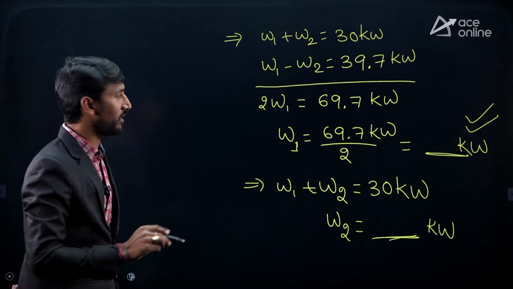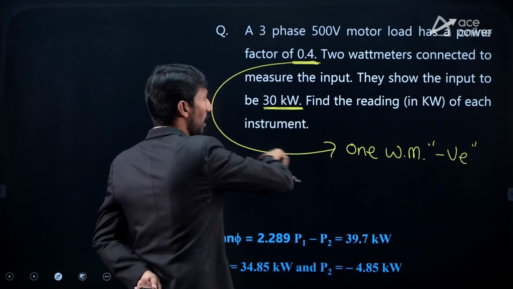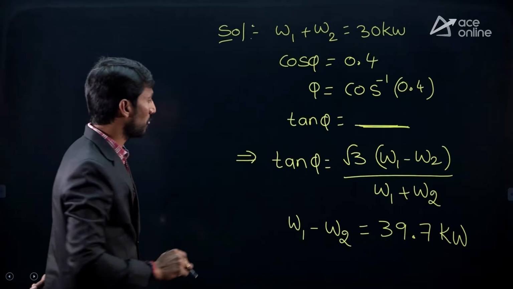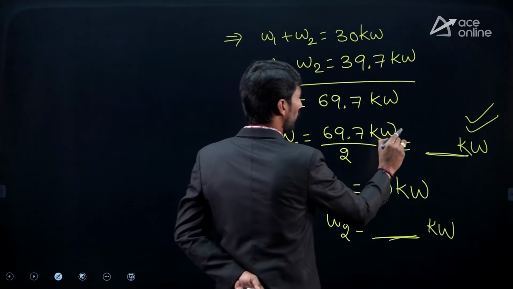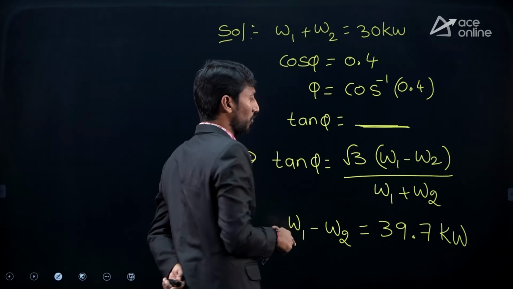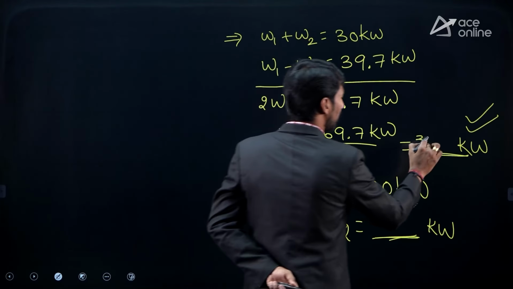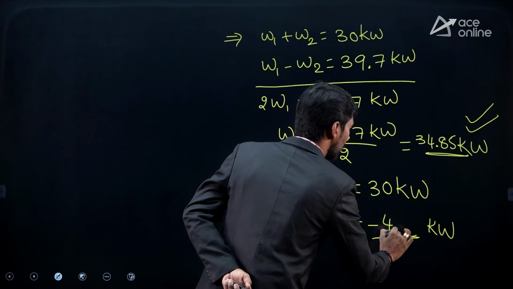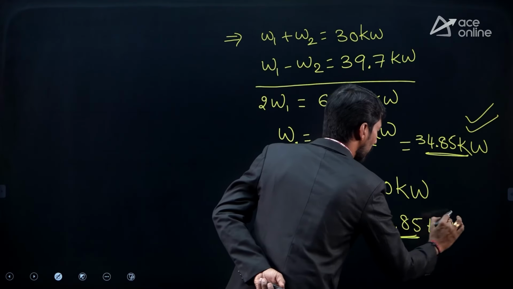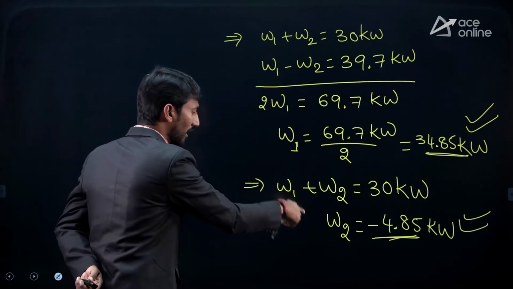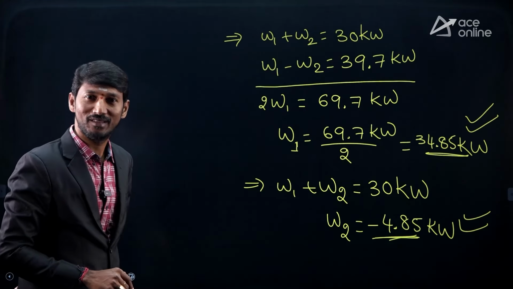This is the procedure. That's why the moment you see the question, observe the given data clearly. Therefore, you are getting the proper answer. If you simplify this, you are going to get W1 as 34.85 kilowatt, and W2 will be minus 4.85 kilowatt. So this is the answer, the W1 reading as well as the W2 reading.